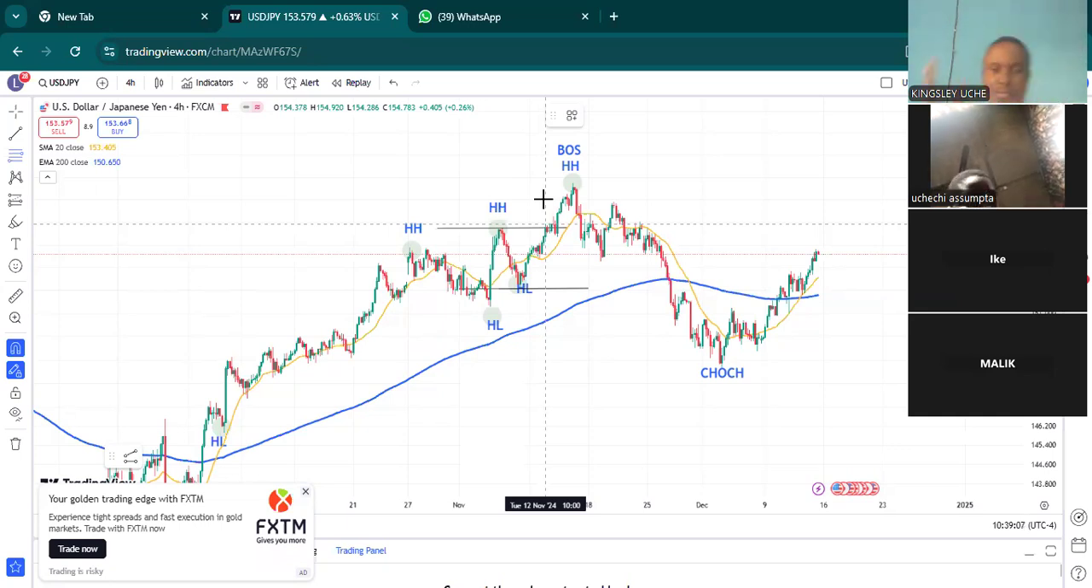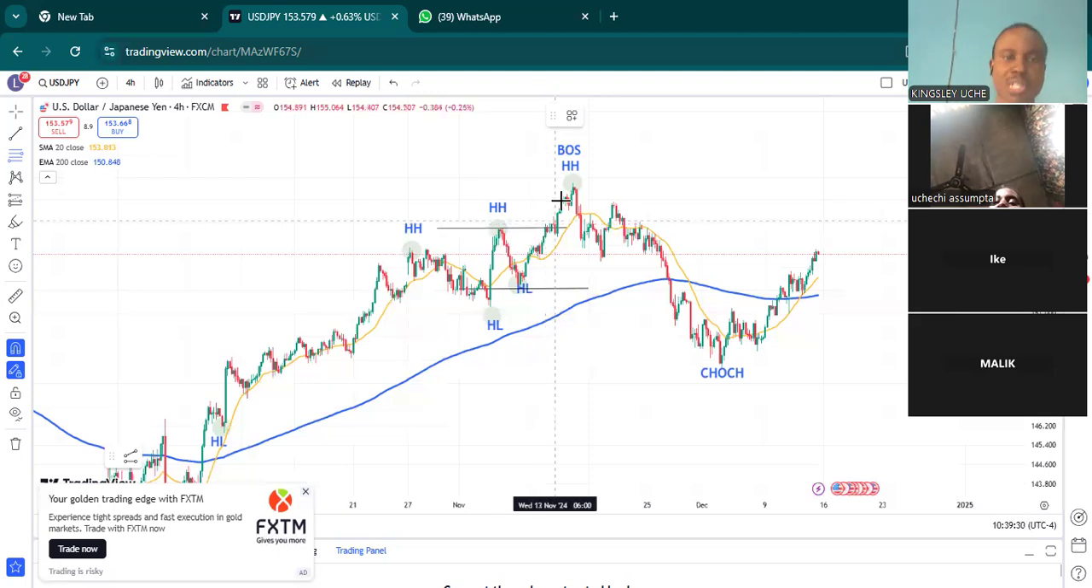Okay, if we have an uptrend market, we're always looking to sell the market. So now we have an uptrend market, which the USD JPY is giving us. Now we are going to be drawing our Fibonacci retracement tool from the break of structure down to the change of character, because we are looking to sell this pair. I'm going to show us how to draw the Fibonacci retracement tool.